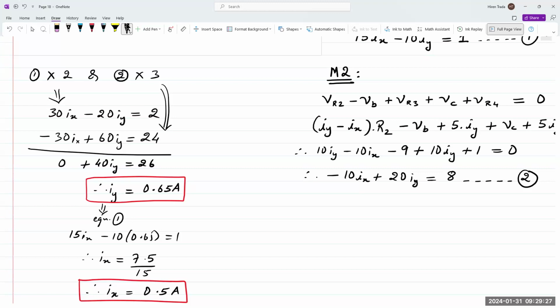Did the procedure and the steps make sense? You identify the meshes, apply mesh currents, assume a direction for the mesh currents, then apply KVL and generate equations, plug in all the known values, reduce it to a linear equation, and then solve using any method you prefer.